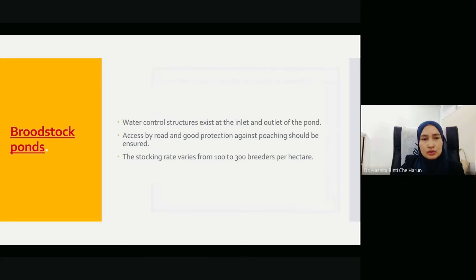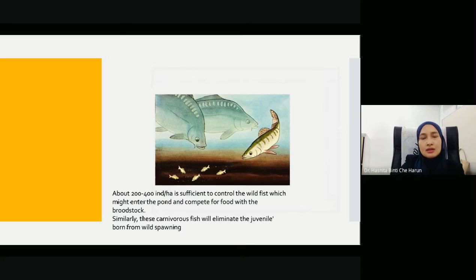And also the system that you use to raise the species. You need to make sure that the water inlet and outlet of the pond are functioning okay, access to the facilities is okay with good protection surrounding, as well as the stocking rates, to avoid cannibalism and so on.